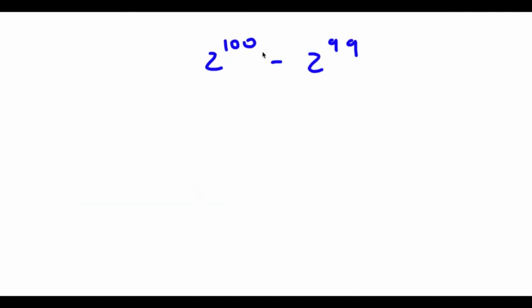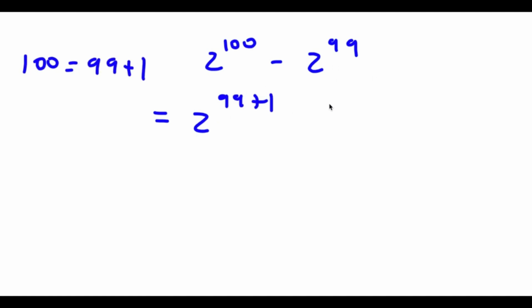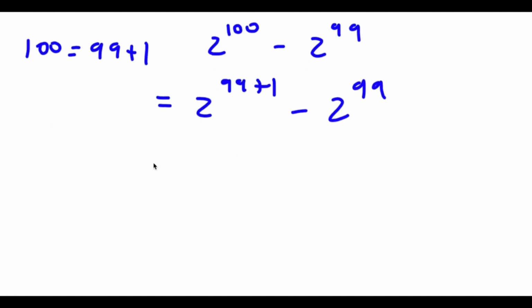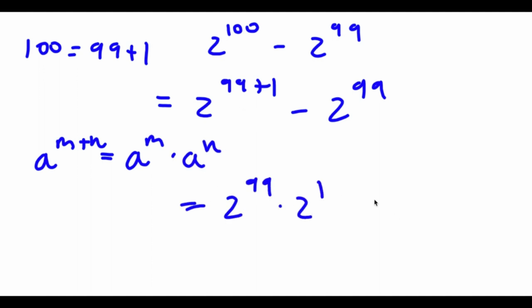Alright, so I have 2 to the power of 100 minus 2 to the power of 99. Now 2 to the power of 100, this is the same thing as 2 to the power of 99 plus 1, because 100 is equal to 99 plus 1. So I have 2 to the power of 99 plus 1 minus 2 to the power of 99. Now, if I have something in the form a to the power of m plus n, this is equal to a to the power of m times a to the power of n. So 2 to the power of 99 plus 1, that's going to equal 2 to the power of 99 times 2 to the power of 1.